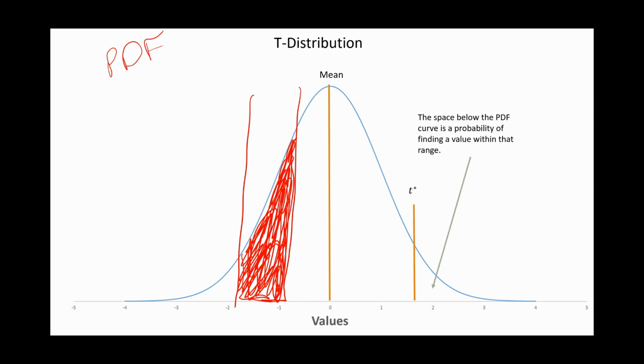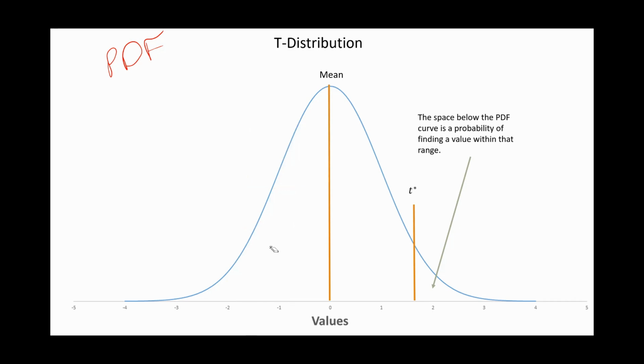This is how PDF functions work. The area underneath the PDF function tells us the probability of finding a value within that range. Take my word for it. We just need to know that to understand the intuition here. So the space below the PDF curve is the probability of finding a value within that range.